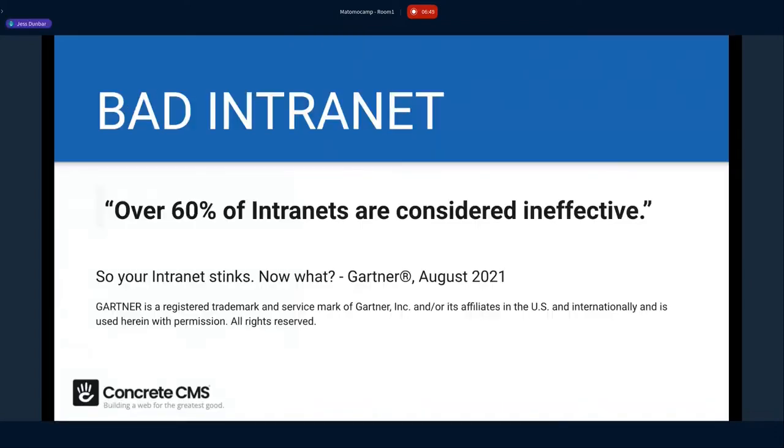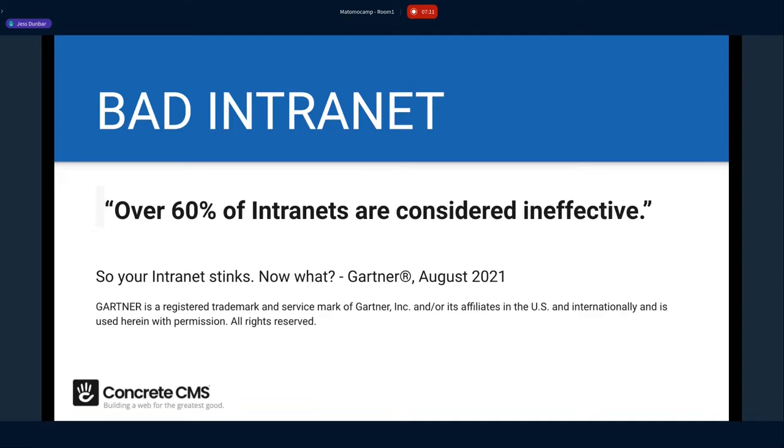Over 60% of intranets are considered ineffective. Historically, intranet projects fail because generally they're an afterthought, right? But the importance in a post-pandemic workforce is increasingly important, so employees seek more enhanced productivity.